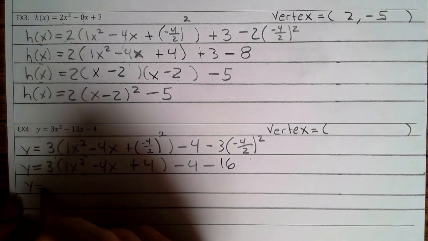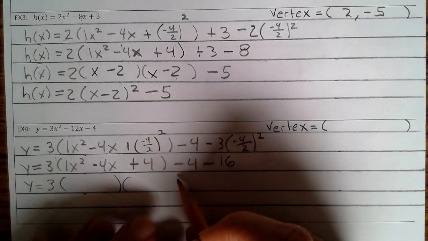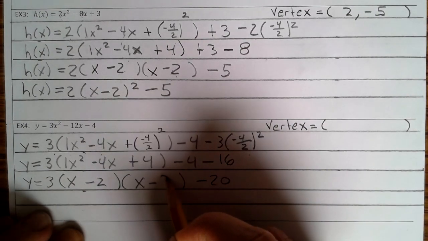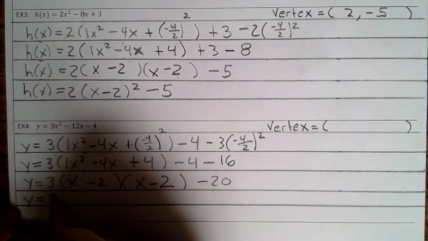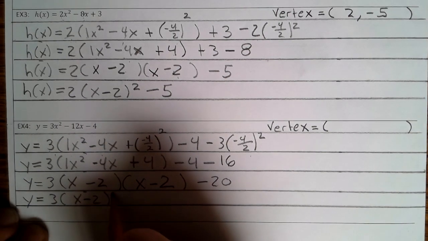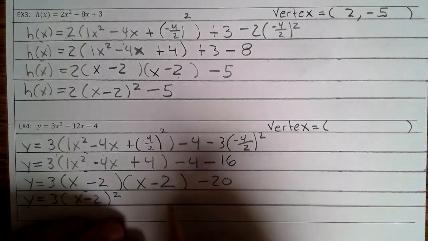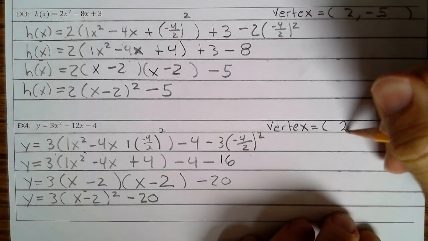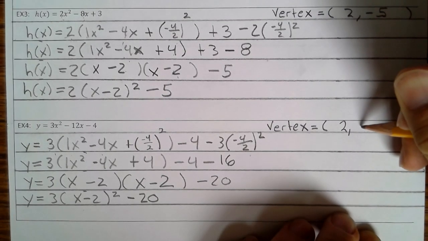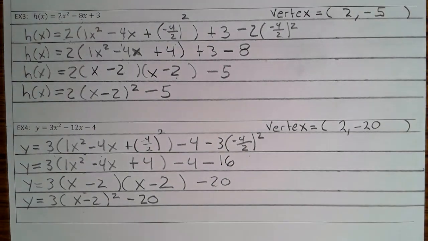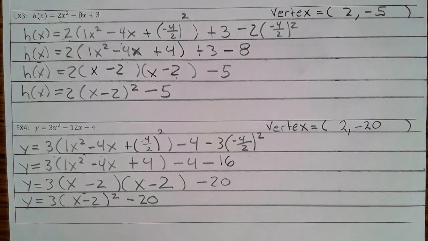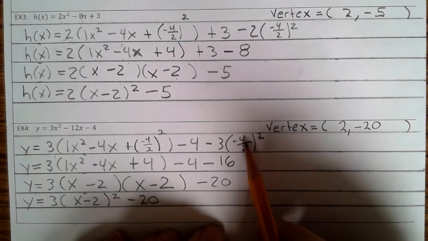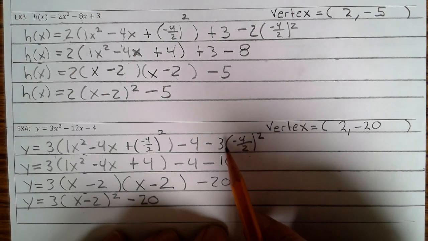So then y equals 3, parentheses minus 20. We know x and x minus 2 minus 2. So y equals 3, parentheses x minus 2 squared minus 20. So your vertex is 2 comma negative 20. I think there's a minor mistake. Let me correct this. Negative 4 divided by 2 is negative 2. 3 times 4 is 12.